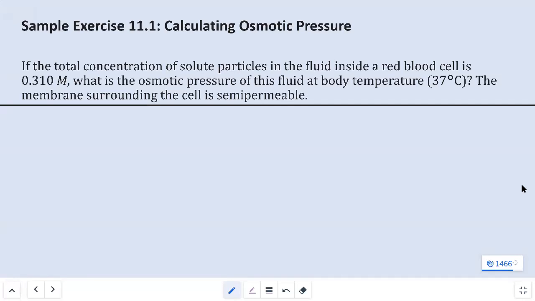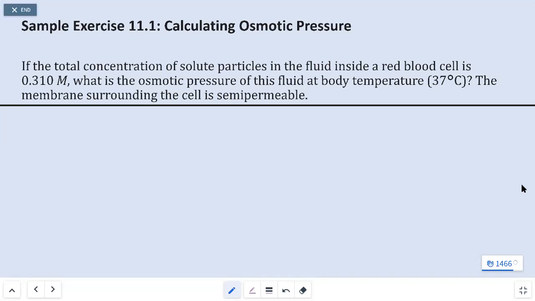Let's do an example of a calculation involving osmotic pressure. We are told that the total concentration of solute particles inside a red blood cell is 0.310 molar, and that it is at body temperature, 37 Celsius. What we want to know is what is the osmotic pressure of this fluid.